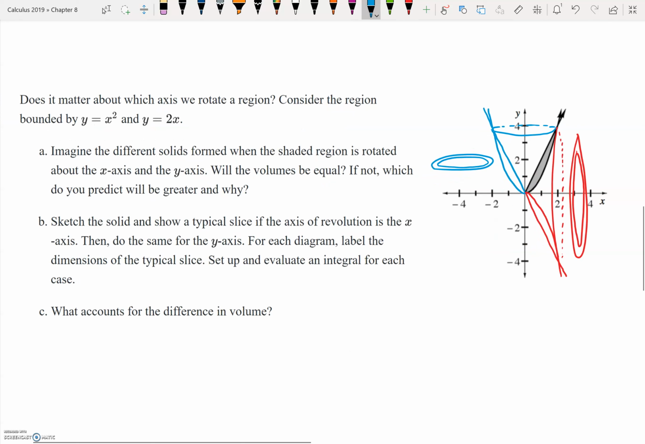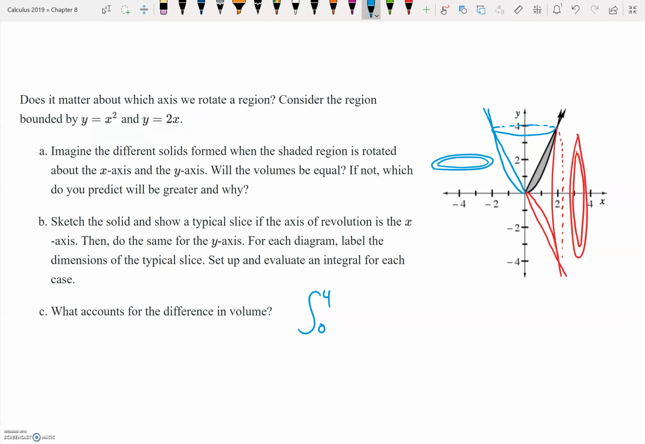So we have our two functions. We're going to be doing the same thing that we did above, except instead of doing disks, we're going to be doing the washer method, which means we're going to be taking a circle and subtracting an inner circle. And we're going to find the area under the curve of the difference of each of those two areas. So we are going from 0 to 4. And we are going to be doing dy, which means we need to rewrite these equations in terms of y instead.